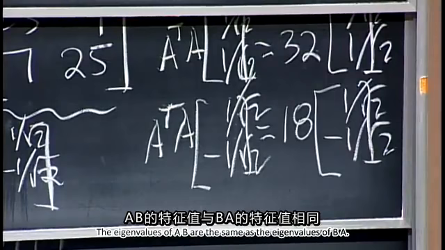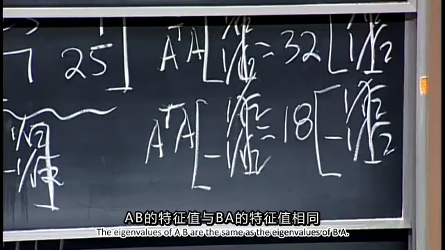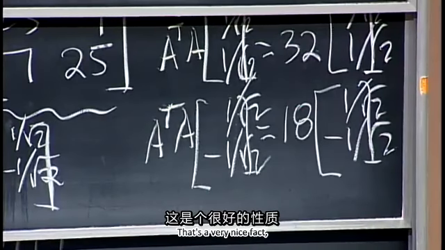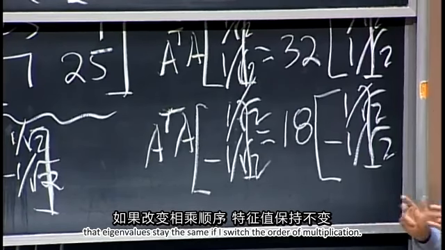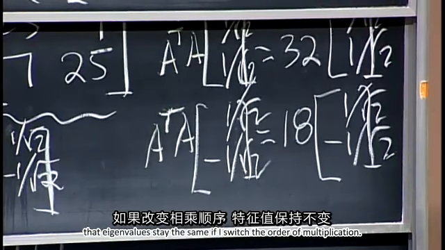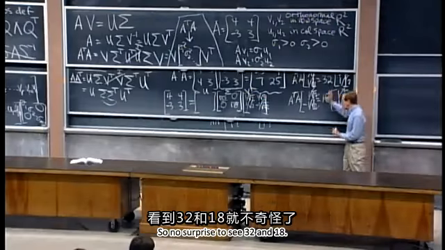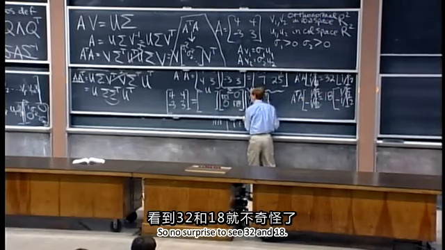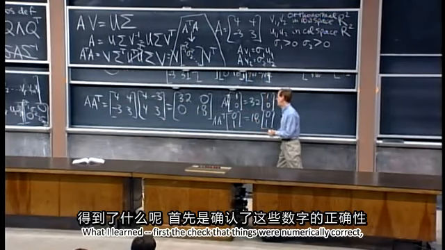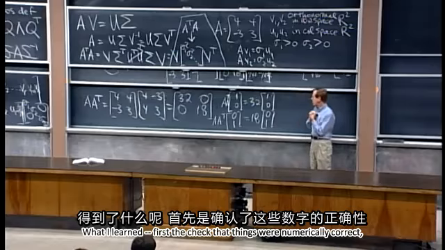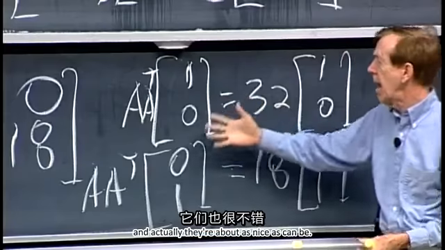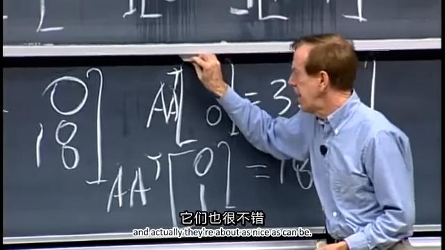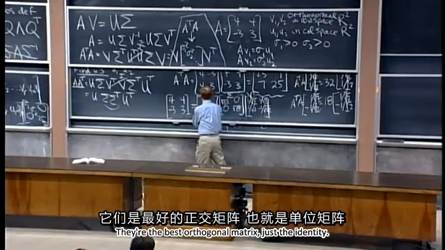The eigenvalues of AB are the same as the eigenvalues of BA. That's a very nice fact, that eigenvalues stay the same if I switch the order of multiplication. So no surprise to see 32 and 18. What I learned, first, I checked that things were numerically correct, but now I've learned these eigenvectors, and actually they're about as nice as can be. They're the best orthogonal matrix, just the identity.